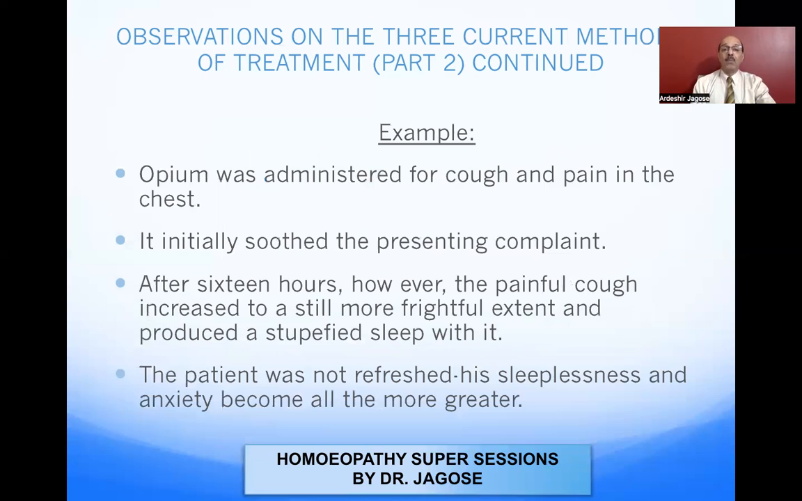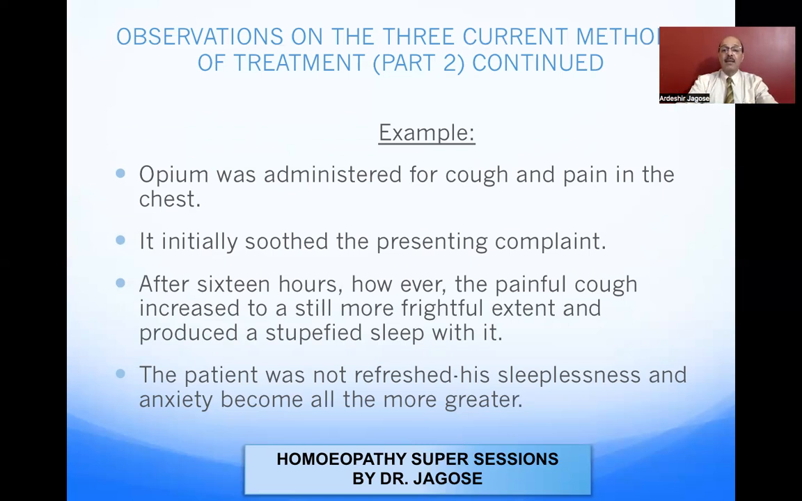Example, opium was administered for cough and pain in the chest. It initially soothed the presenting complaint. So initially what happened? The presenting complaint of cough and pain in the chest subsided, or it was soothed, or the patient felt better.